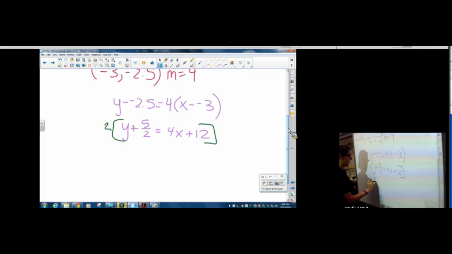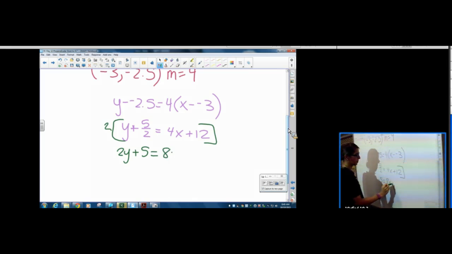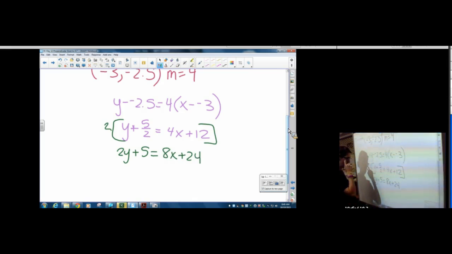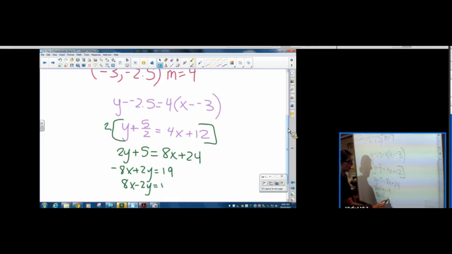2. So I'll have 2y plus 5 equals 8x plus 24. I'm going to move the 8x over and the 5 over at the same time, if that's okay. And then the leading coefficient is not allowed to be negative. So 8x minus 2y equals negative. Oops, that's not a negative symbol.